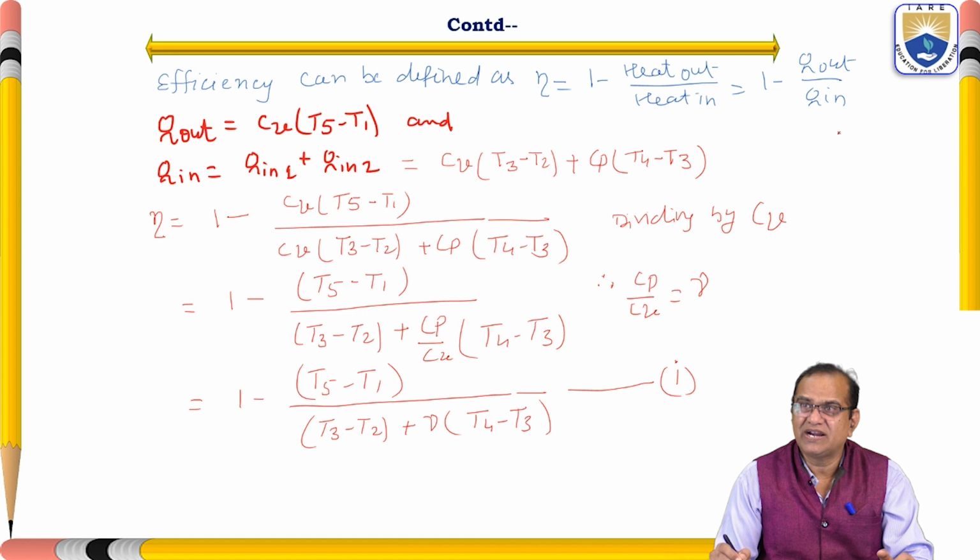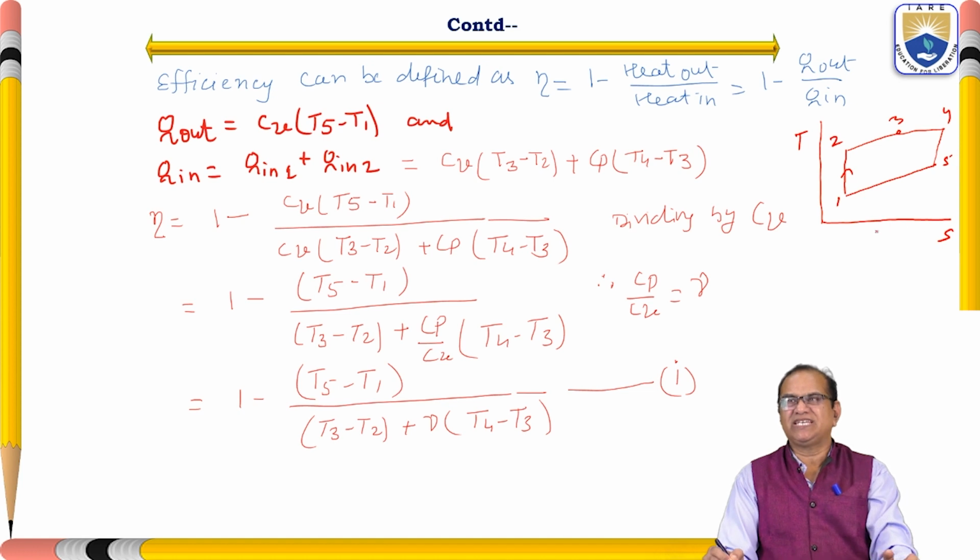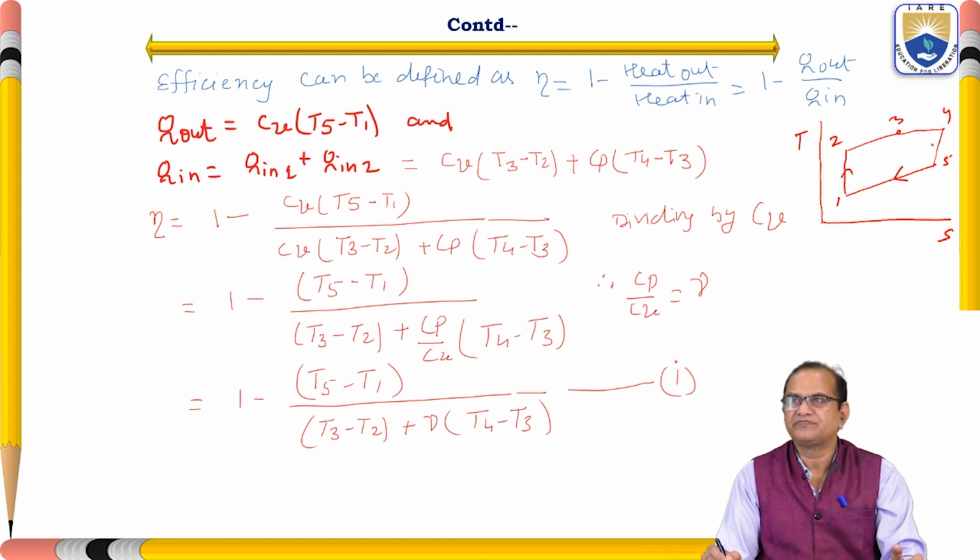So just I will draw here. Initially like this, then like this, like this, like this. One, two, 3, 4, 5. This is the T and this is the S. So here you can see the process.